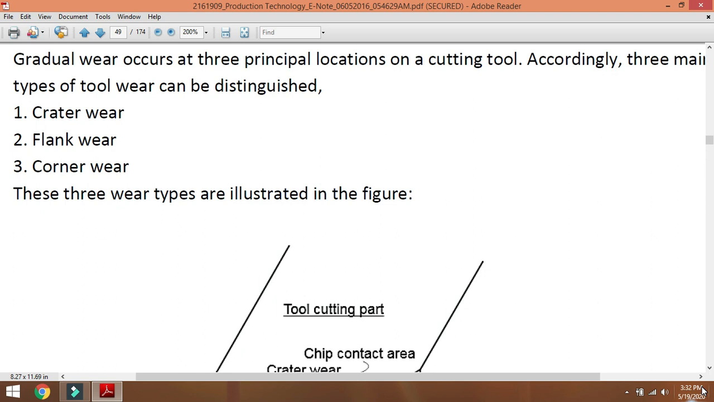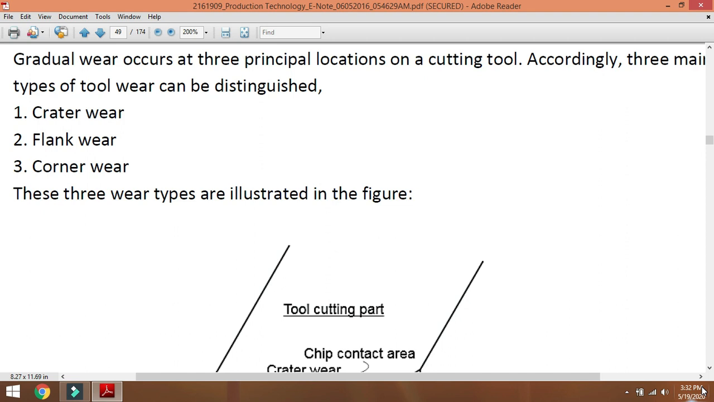Gradual wear means slowly occurring wear. There are a number of types of wear: flank wear, crater wear, localized wear, diffusion wear, adhesive wear, fatigue wear and abrasive wear. These are the types by which tool wear or failures may be classified.